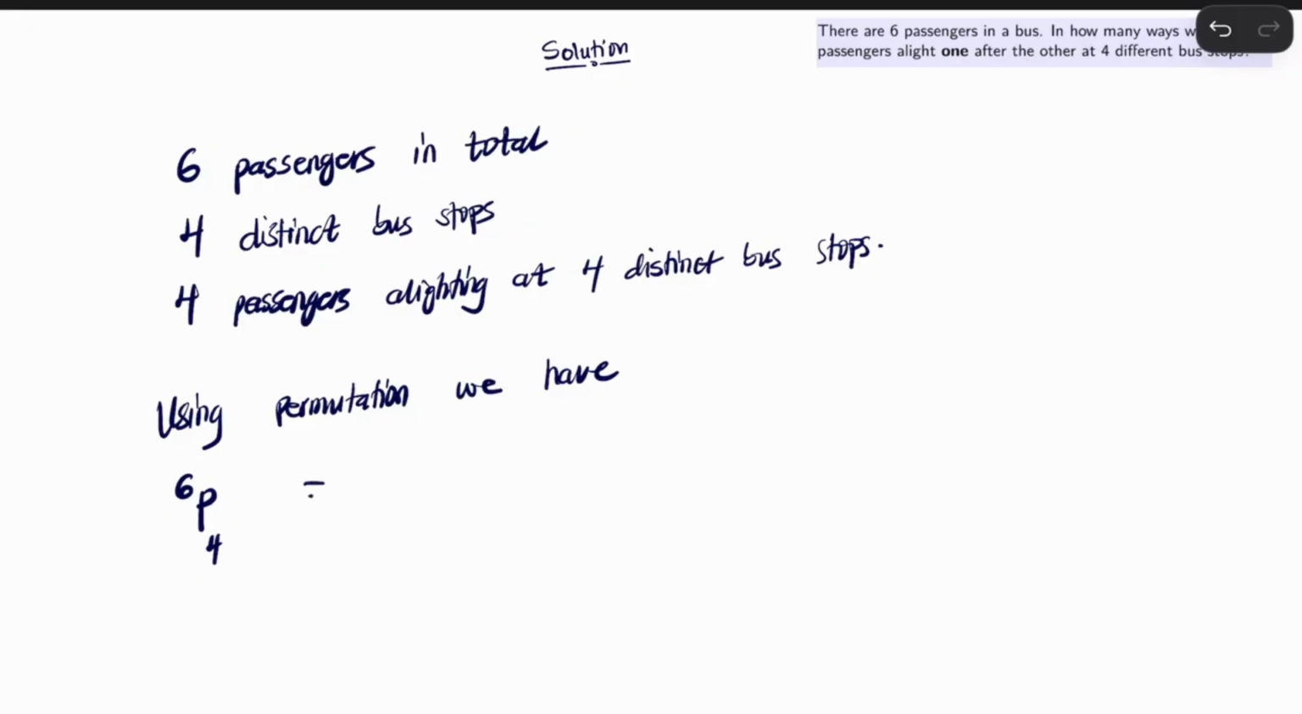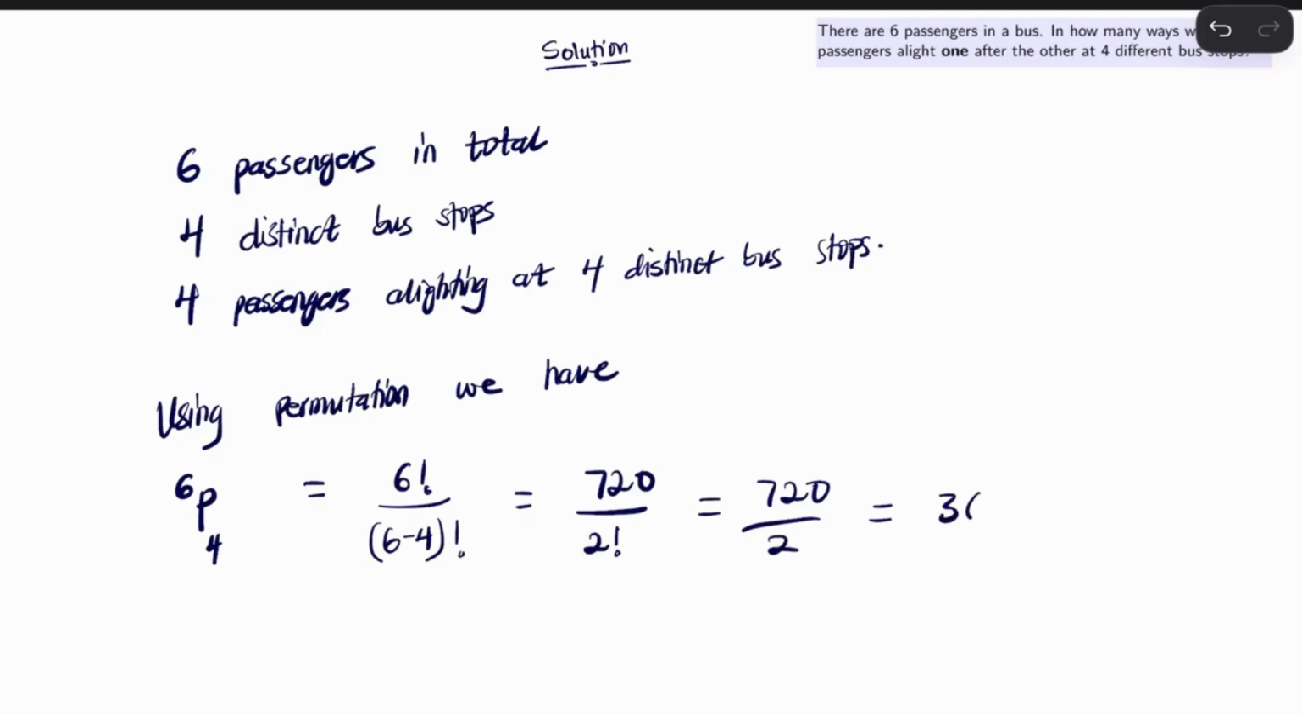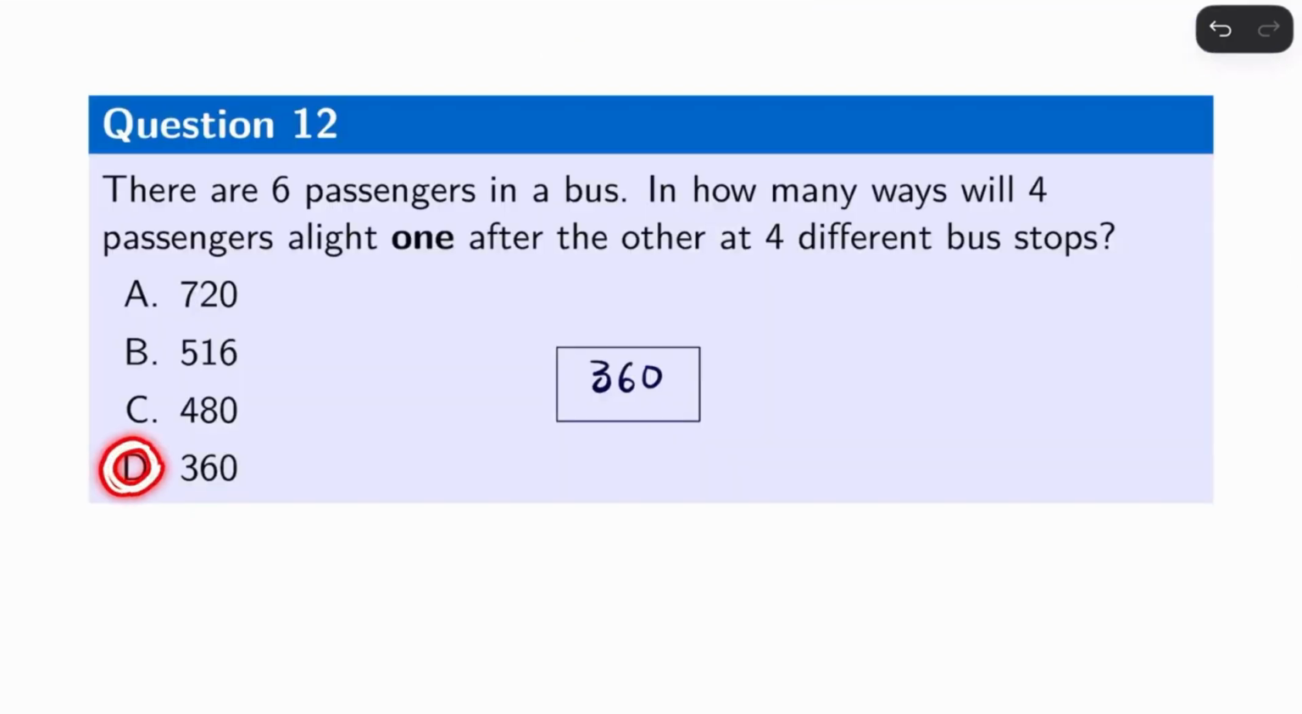And so this is going to give us 6 factorial divided by 6 minus 4 factorial. So that's, we have 720 divided by 2 factorial. That's 720 divided by 2, which is going to give us 360. So the correct option is option D.